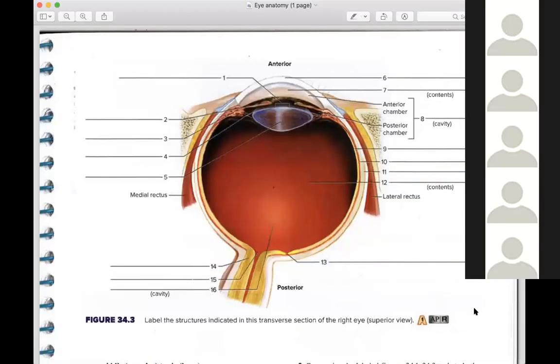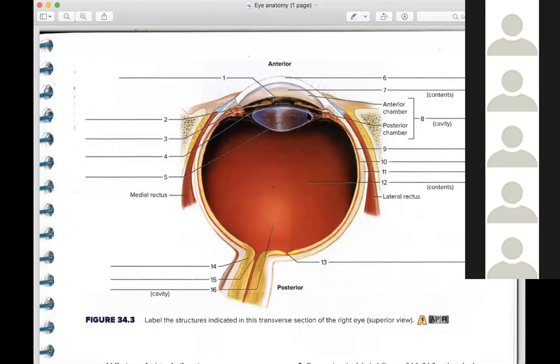So if you have your lab manual, what we're going to do now is go to 34.3. And again, I'm not going to go over all of these. I will point out a couple of these and point out some of their important functions. I do want you to know the functions because they will be important for the assessment that you have to do at the end of this chapter. Again, if you don't have your lab manual, that's fine. This is on Moodle for you guys to look at.